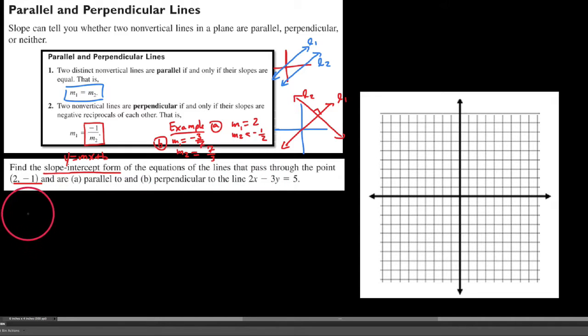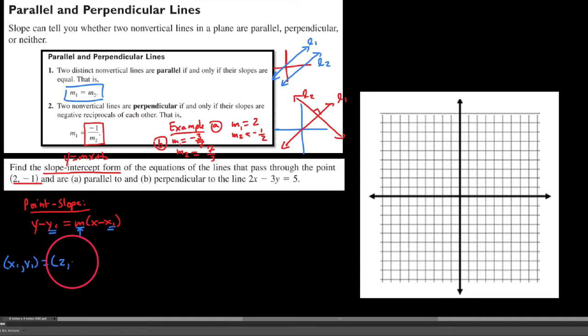Let's first acknowledge one thing. If we want to write the equation of a line, we need to use point-slope form. Point-slope form, remember, is y minus y1 equals m times x minus x1. What this requires of us is that we have an x1 and a y1, but it also requires that we have a slope. What we're told here is a point (x1, y1). As a matter of fact, we're going to make a note here: (x1, y1) is equal to (2, -1). We have both of those values right there.